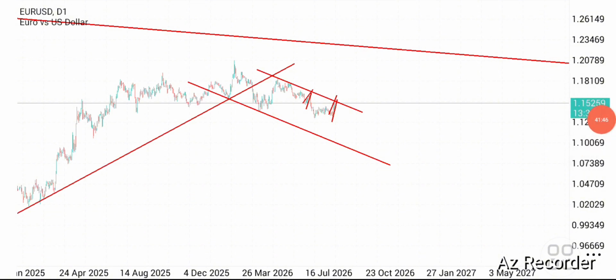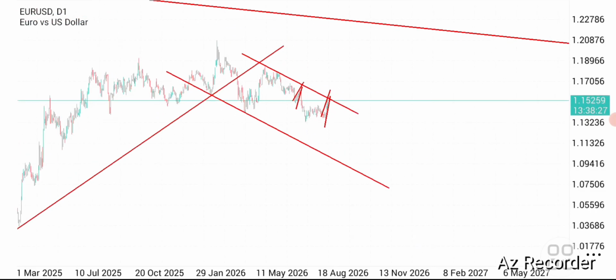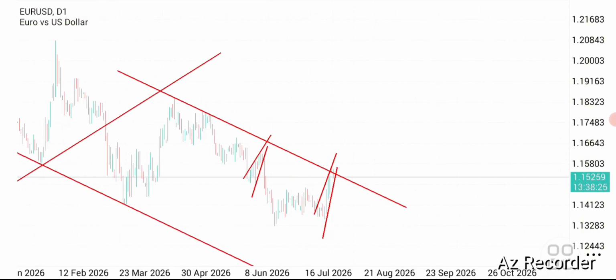By using your phone, you can make the right analysis and the right trade, and ensure that you make the right trades as you are doing this analysis.